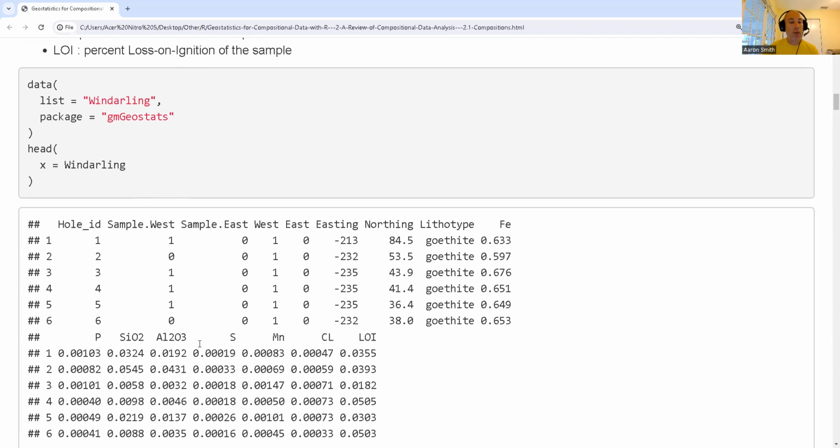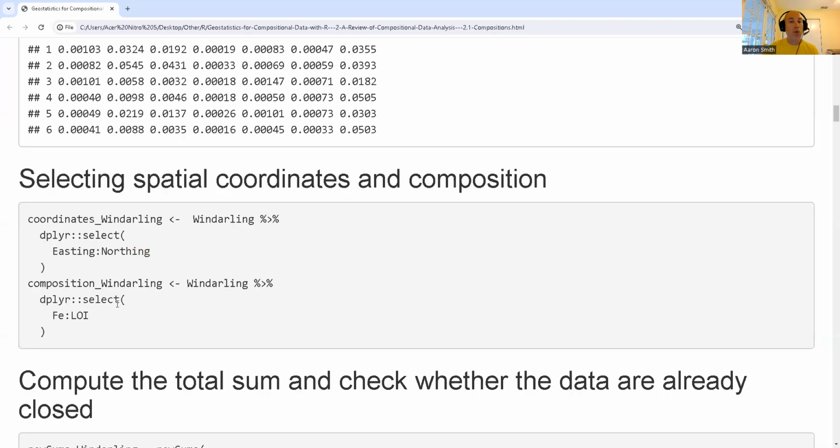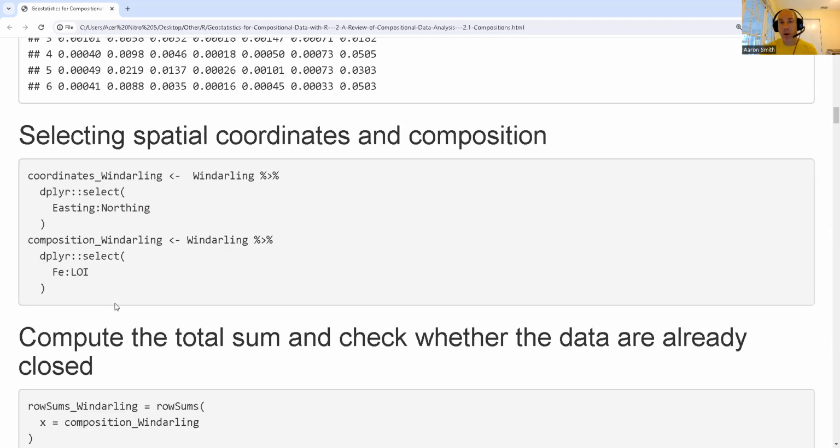Here's just the head of the data set, so we can see what's going on. Since I have geostatistical data, I can extract the coordinates. Here I'm taking easting and northing, which are the coordinates. I can also extract the composition data. This data frame is only the composition, which is what I'm primarily interested in for this analysis.